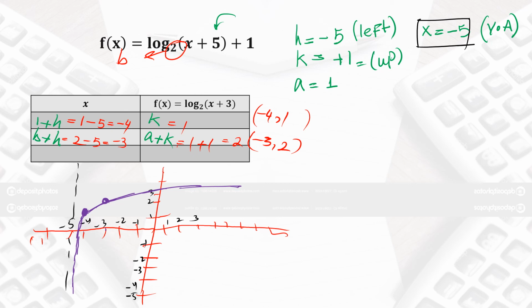You can have a vertical stretch, compress, or no stretch or compress, and a movement towards the right or left or up and down. In the next video, in the next part, we will see more examples.